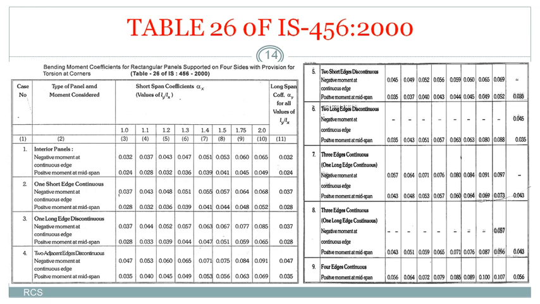Those values we have to calculate based on the edge condition, whether it is an interior panel, or all four sides are discontinuous, or two edges are discontinuous, or two edges are continuous. Based on that, we have to calculate the alpha x and alpha y values. Those are called bending moment coefficients. But if you observe the table, you have two bending moment coefficients for each panel condition: one is the negative moment, and the other is the positive moment.